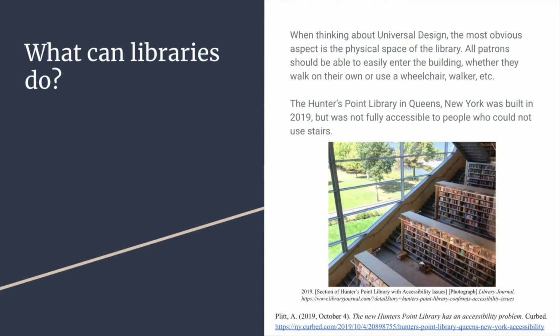This isn't always the case, even with new libraries being built. The Hunters Point Library in Queens is an example of this. The library was completed in 2019, and though it technically followed all requirements set by the Americans with Disabilities Act, parts of the building were inaccessible to patrons who can't use stairs. The library claimed this wasn't an issue, as library staff were happy to retrieve any materials from that area for those who needed it. A building built in 2019 shouldn't have issues like this.